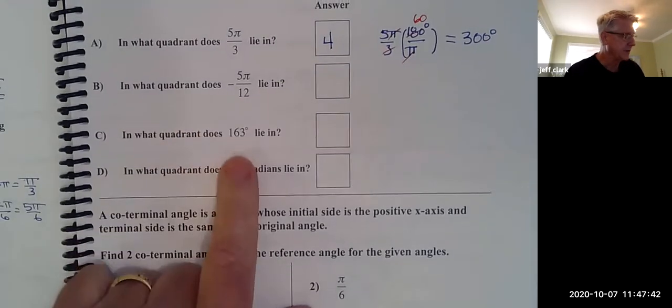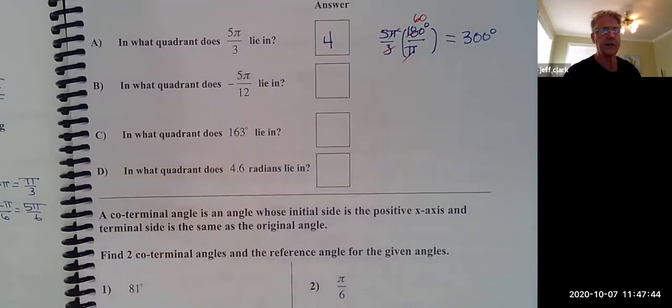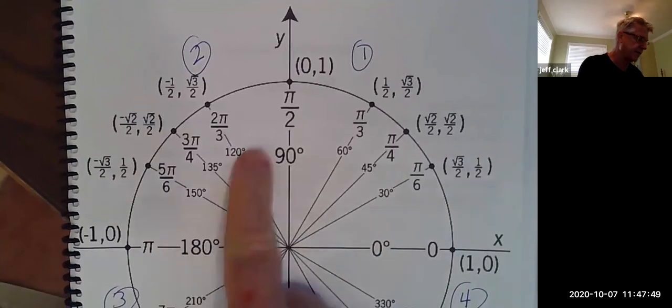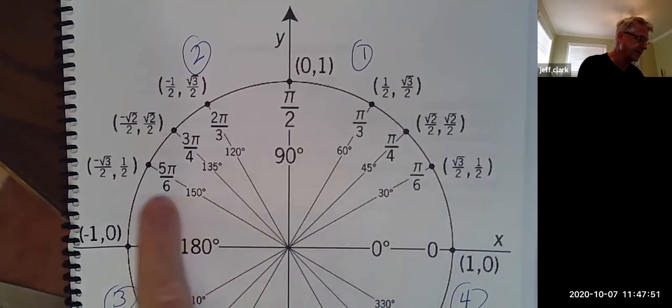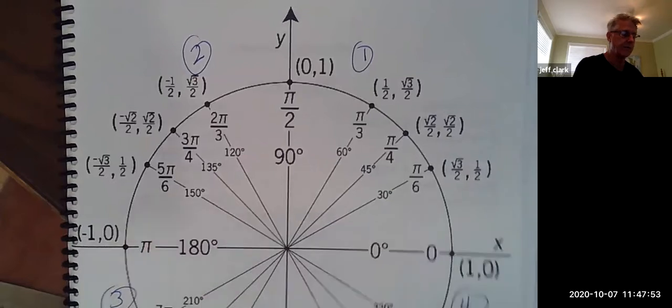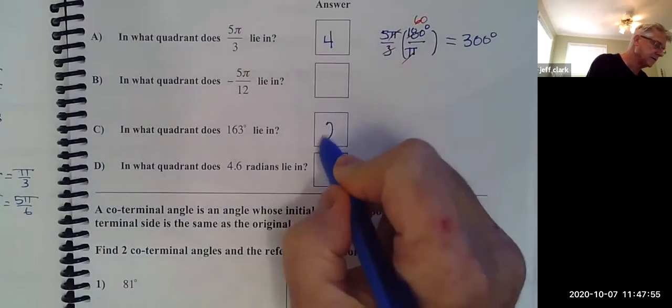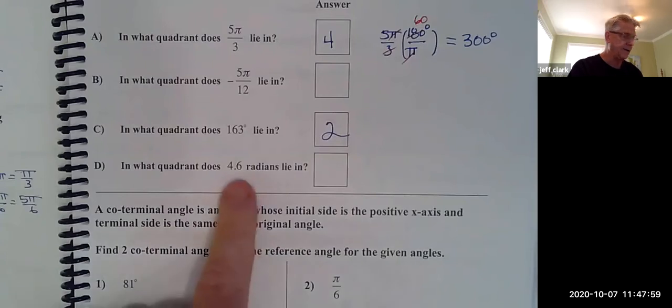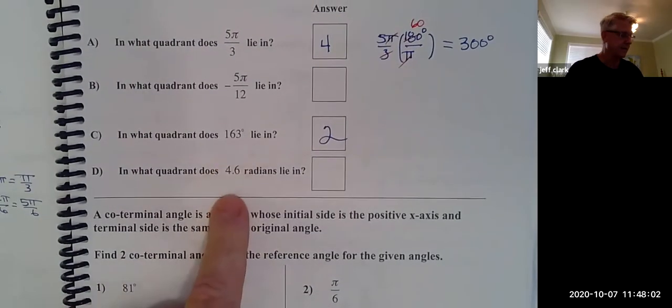Now let's do this one. That's easier, 163 degrees. If you go 163 degrees, it's got to be over here. There's 150, and 163 is sitting over here. So quadrant number 2. Let me do this one next, and I'll come back to the negative.